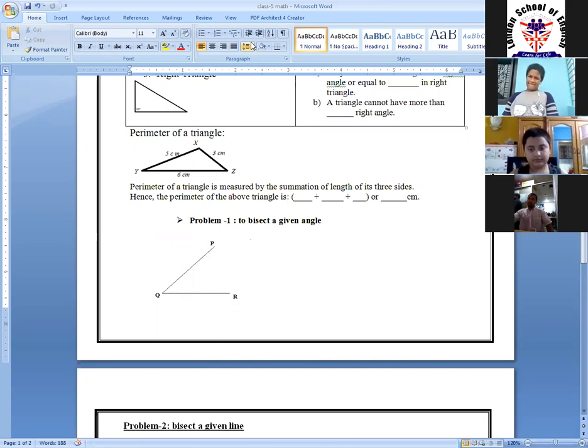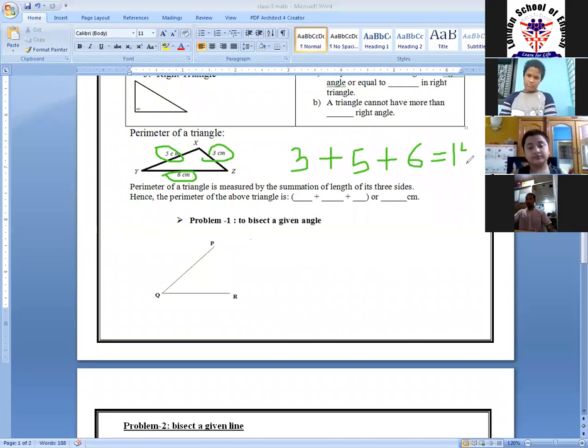So look, here is 3 centimeter, here is 5 centimeter, and this is 6 centimeter, right? One is 3, one is 5, another is 6 centimeter. So if we add 3 plus 5 plus 6, then we will get the perimeter. 6 and 5, 11, and 3, it will be 14. So 14 centimeter is the perimeter of this triangle. Have you understood, Alif?